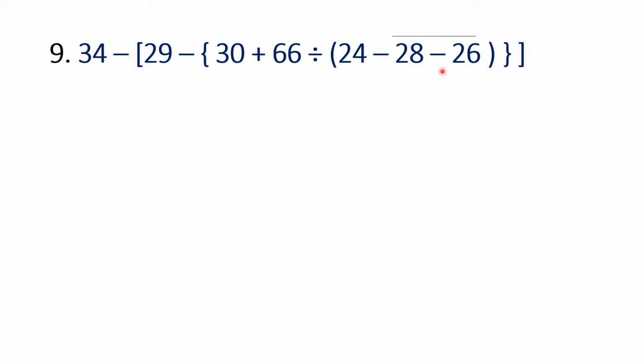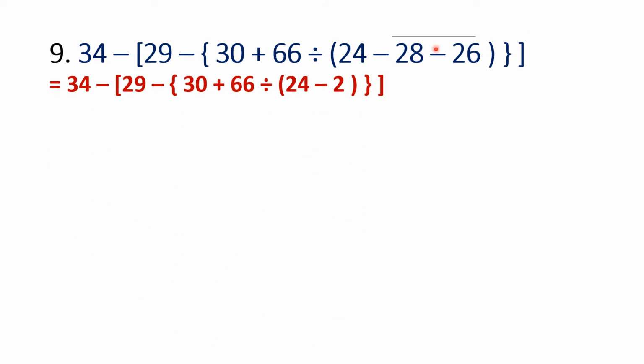28 minus 26. What is 28 minus 26? It's 2. So I'll just replace this. Very easy. I have replaced this 28 minus 26 as 2. Rest everything is copied perfectly. Okay. Now next we will solve this small bracket. 24 minus 2 is what? 22. So I will write 22 here. Instead of 24 minus 2, I will write 22.